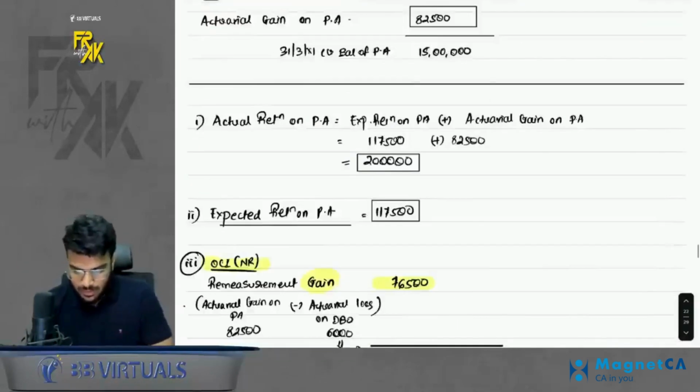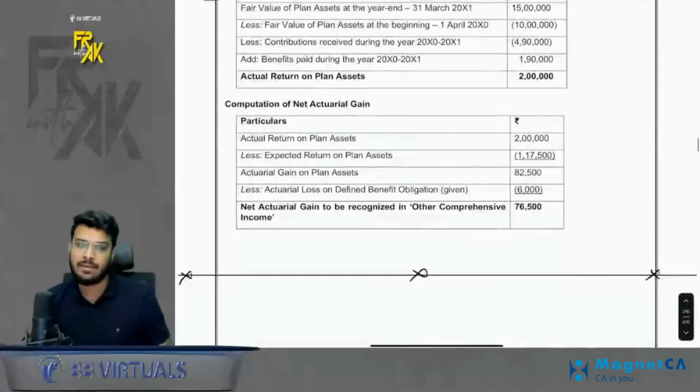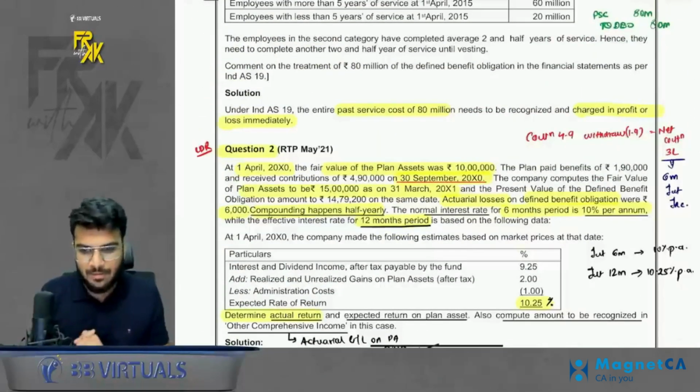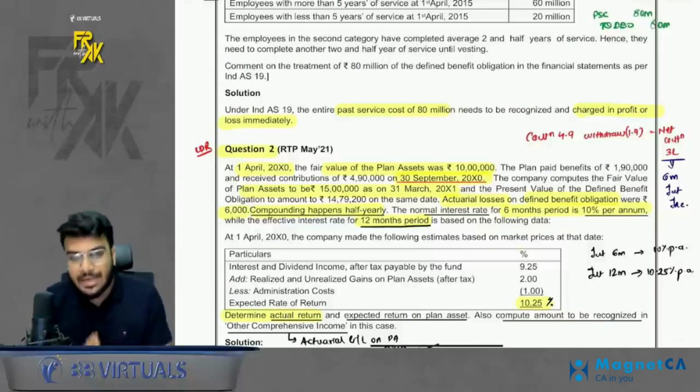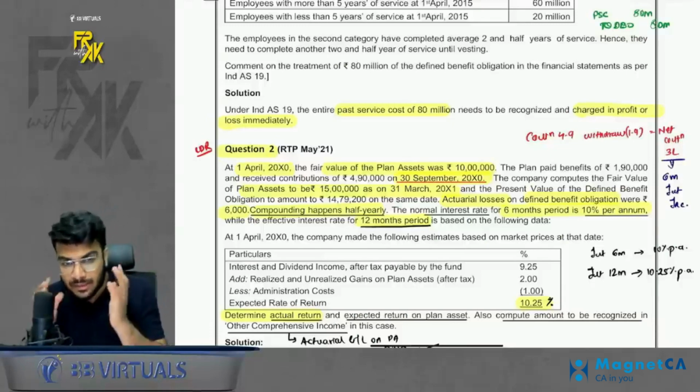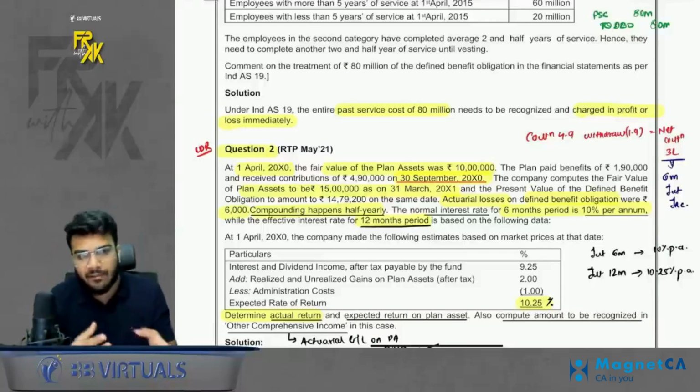Okay, yes. So this was question number 2, and with that we have completed the revision of IND AS 19 employee benefits. I really hope that this revision was helpful. I have tried to revise all the concepts along with the important questions in detail. I've tried to discuss it.